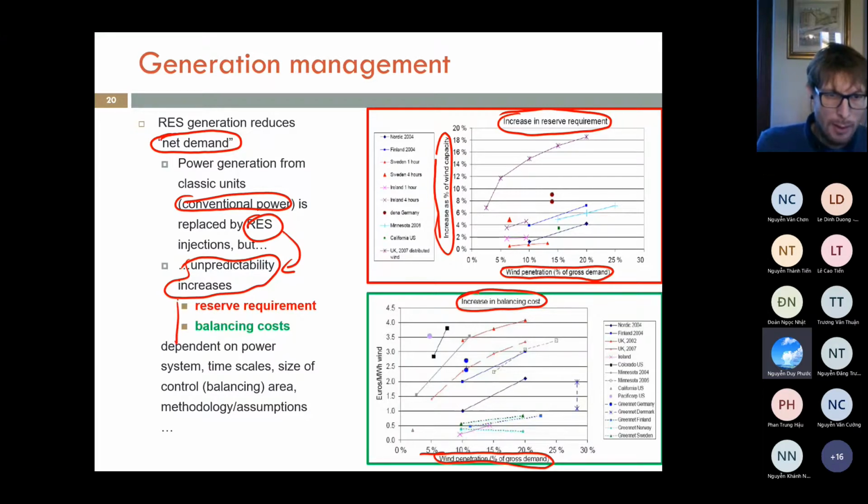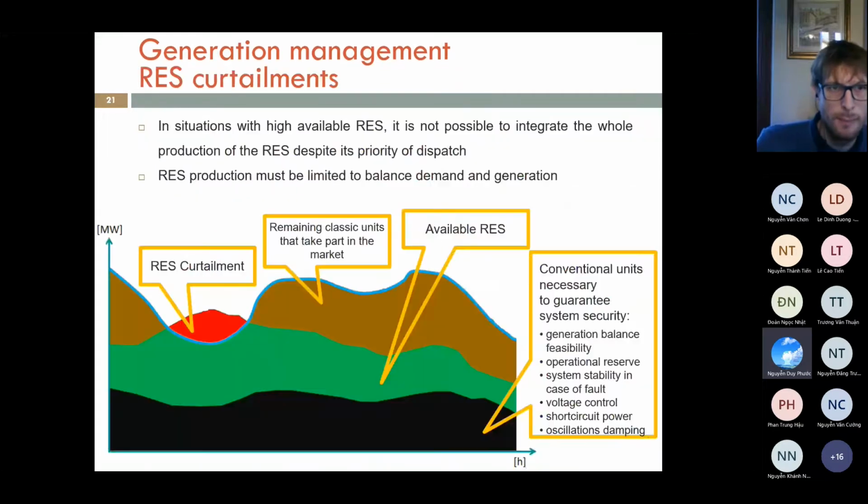So the two effects of having RES connected to the transmission network are an increase in the reserve requirement and an increase in the balancing cost. You have to imagine that all these balancing costs are then included in the energy bill that all the people pay monthly. So if we are not able to manage the RES correctly, they can also increase the energy bill cost, which is not good for the people. So we have to find a trade-off.